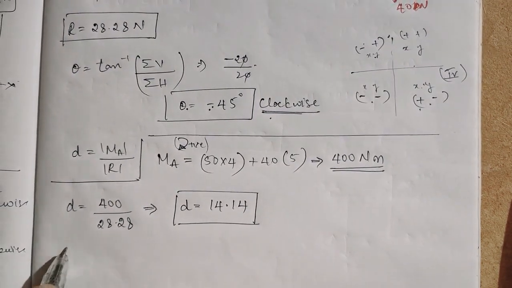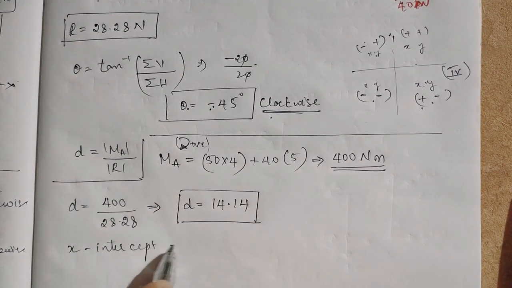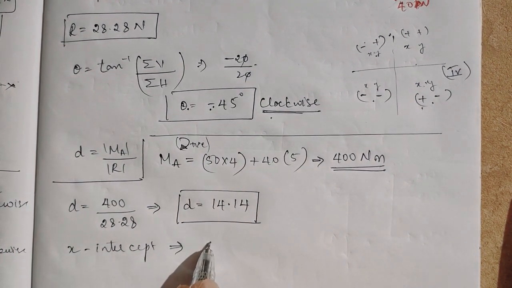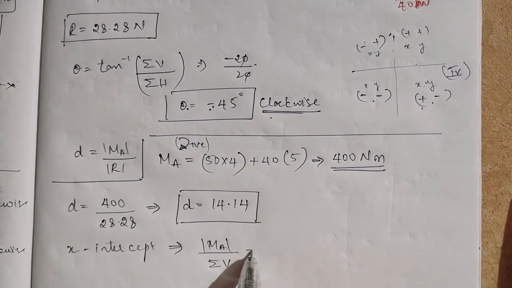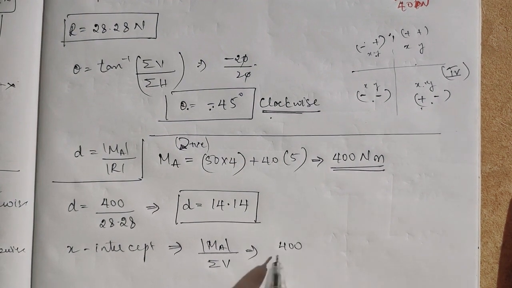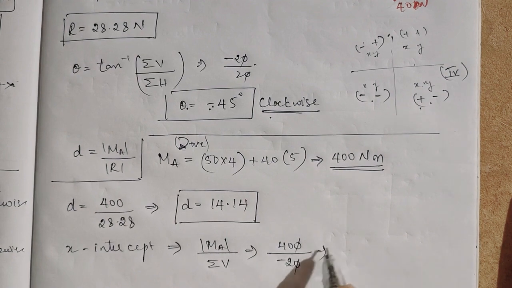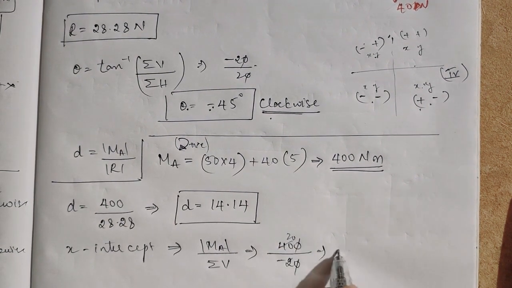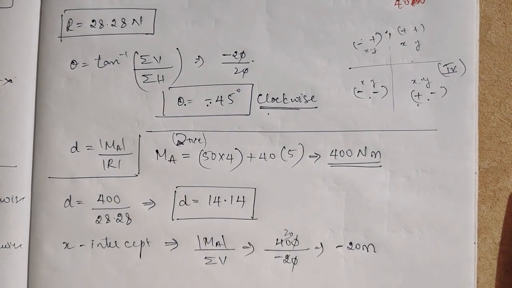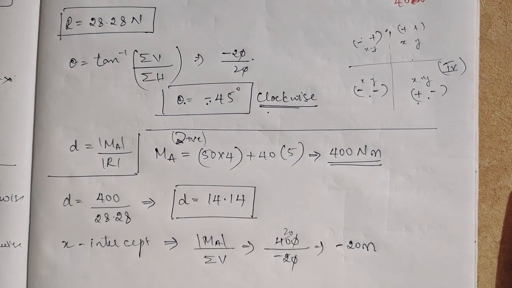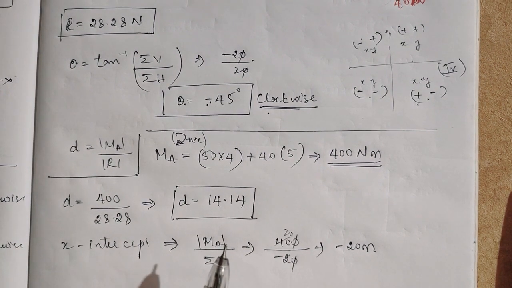Now what do I want? X-intercept will be equal to moment about A divided by summation of V. So 400 divided by V, which is minus 20 Newton, so it will be minus 20 meter, right? The x will be minus 20 meter. Summation of V is negative.